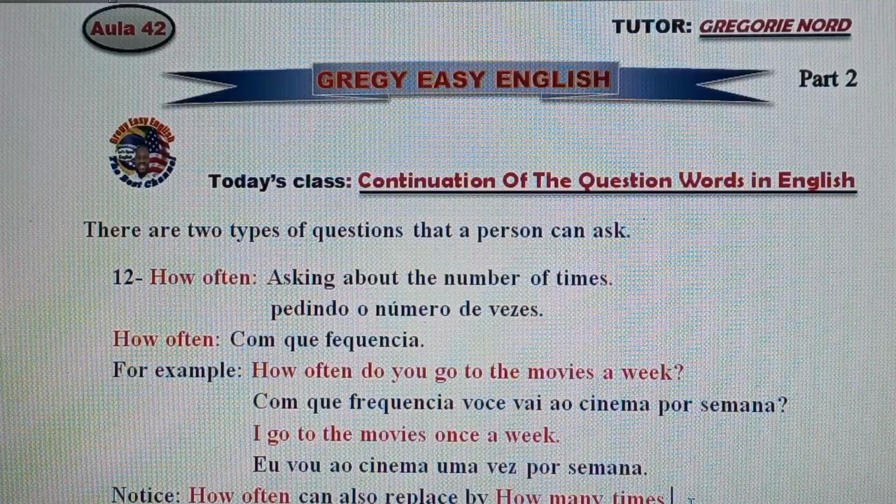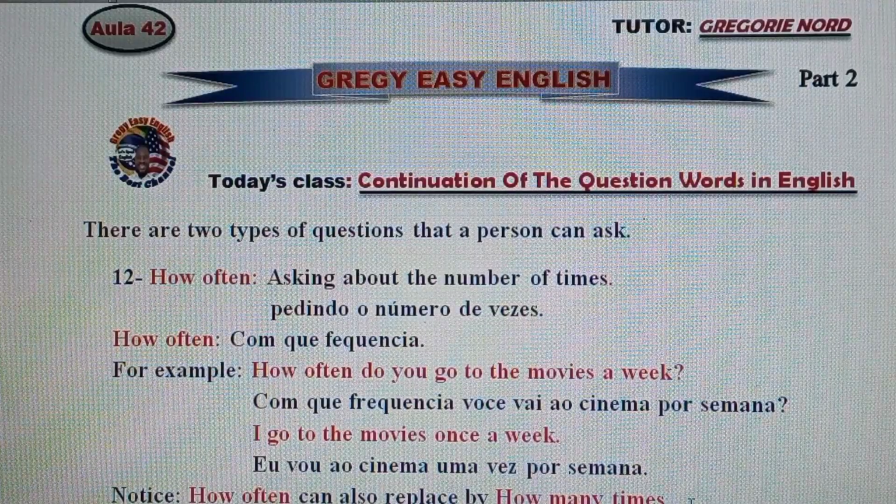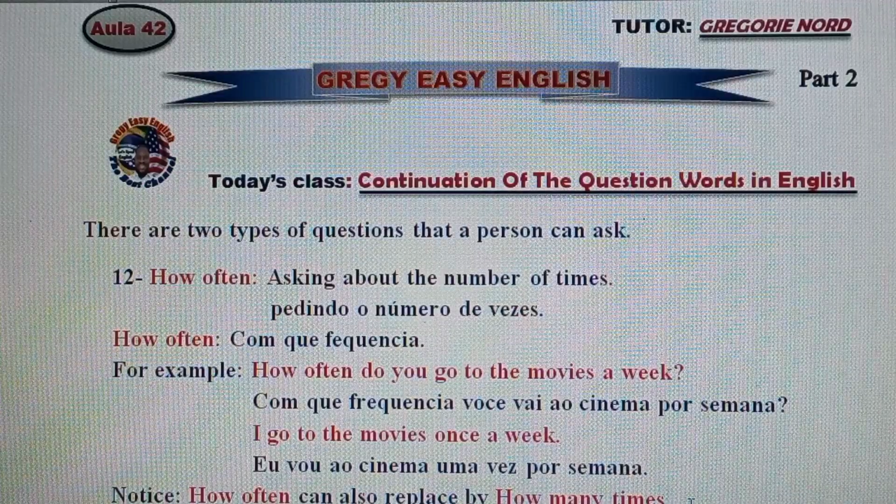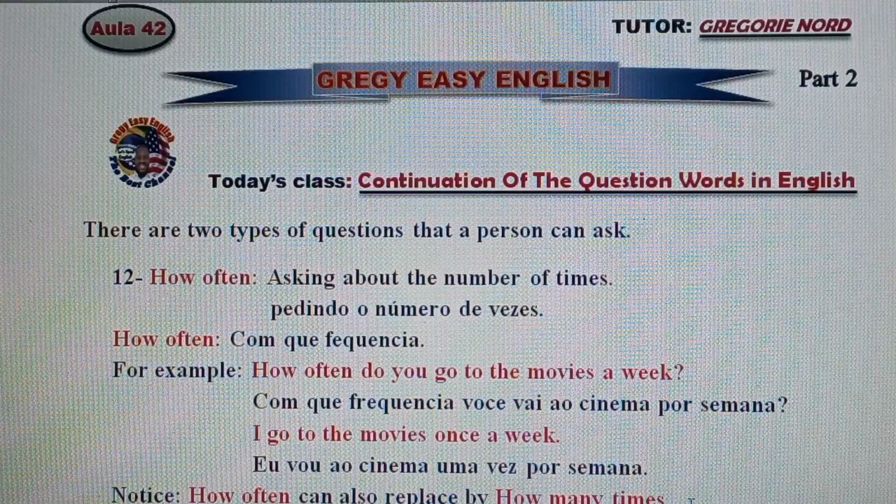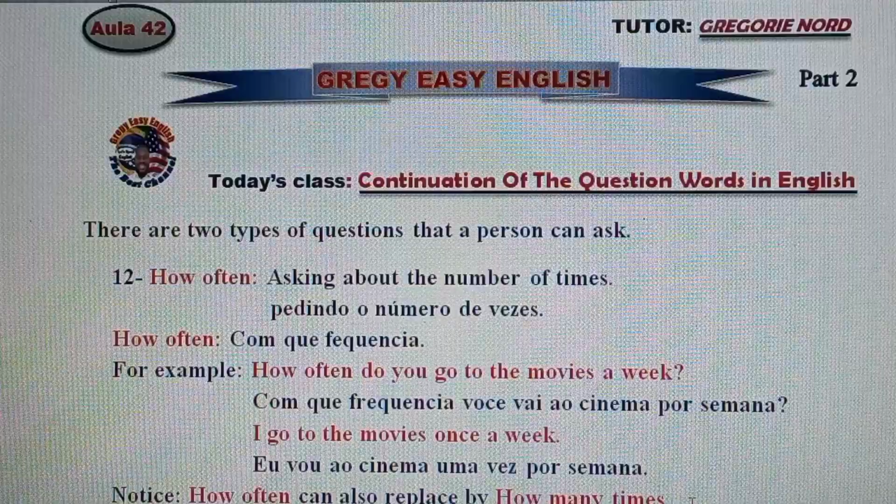Ok? Você pode dizer how often do you go to the movies a week? Você também pode dizer how many times do you go to the movies a week? Ok, pessoal? Now, let's continue.